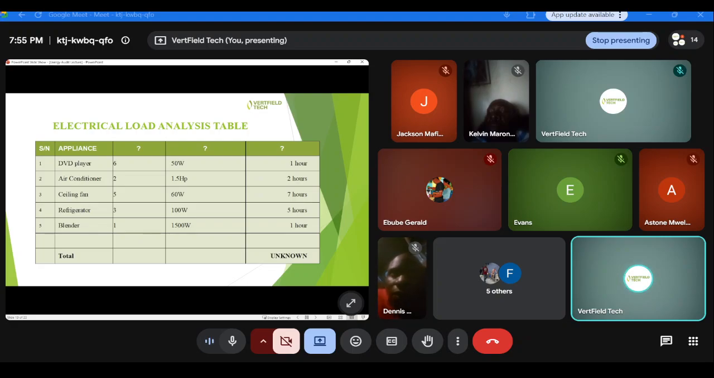On my screen is a typical example of an electrical load analysis table. Remember we said electrical load analysis helps you to know the energy need of a facility. But how? That is what we are trying to find out right now. On this table, you can see that it is incomplete, with question marks on it. So we will first try to get the data or information that is missing from this table. When we slot it in, we can then carry out a proper load analysis on this facility.